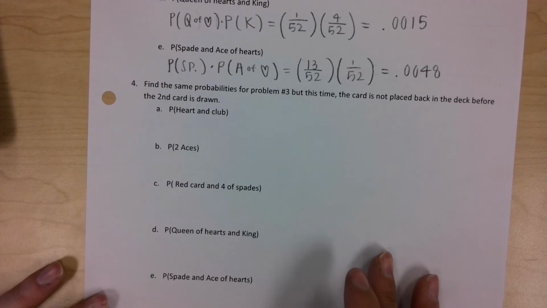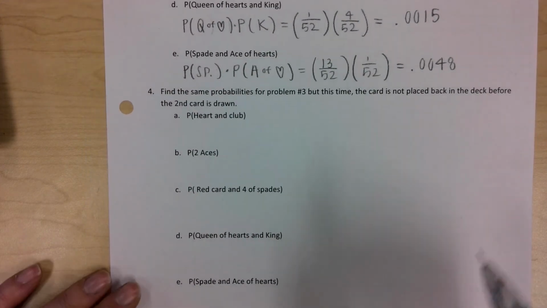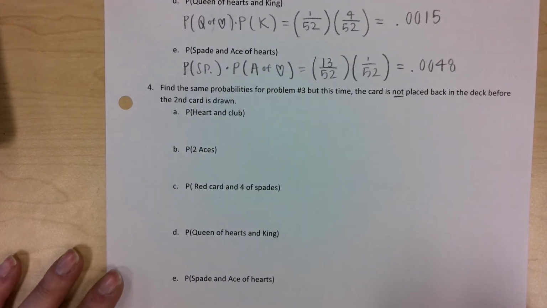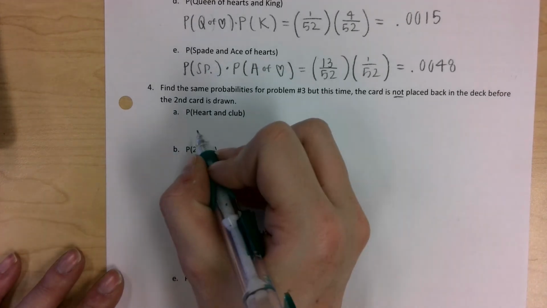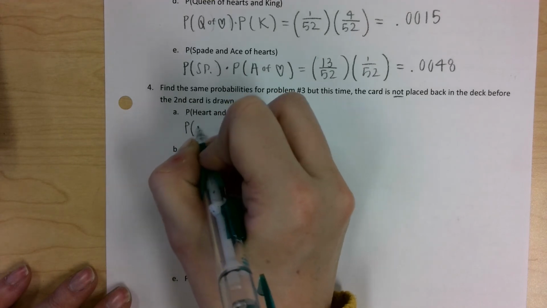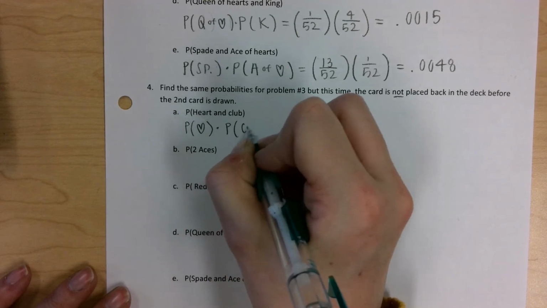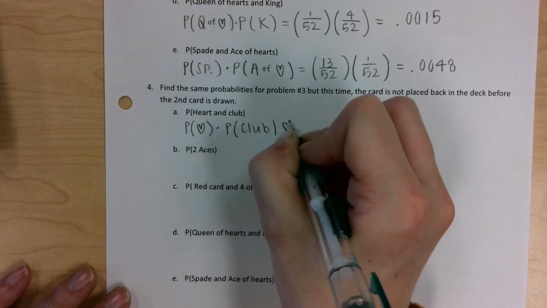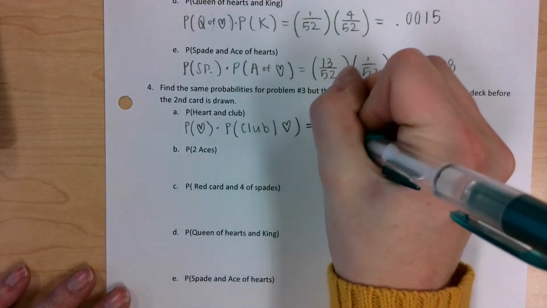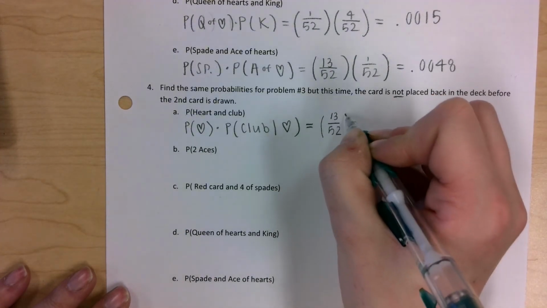Okay, on number 4, we're doing kind of the same thing here where we're drawing 2 cards, but this time the card is not placed back into the deck before the second card is drawn, so there is no replacement this time. So for probability of heart and club, I want to find the chances that I pick a heart first, and then I'll multiply by the chances of picking a club given the first card that I chose was a heart.